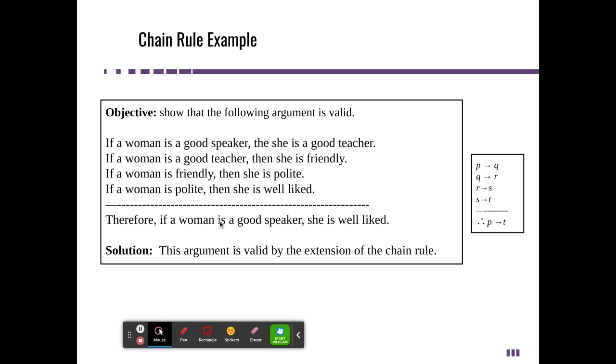So here's an example of the chain rule. If a woman is a good speaker, then she's a good teacher. If a woman is a good teacher, then she's friendly. If a woman is friendly, then she is polite. And if a woman is polite, then she is well liked. Therefore, piecing that together, we get our P implying our T, our last piece there. So remember, this is called the chain rule, and we're chaining it together.